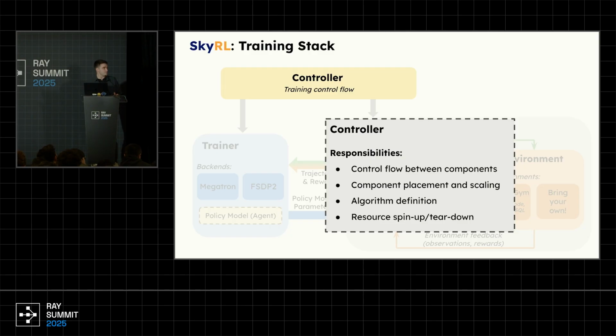So starting with the controller, as I mentioned, its responsibilities are largely managing the control flow between components and giving users a higher level abstraction with which to express the kind of training control flow they want to use. This is also where you can make decisions about where various components in this loop are actually placed and scaled. This is where you can tweak the algorithm without actually caring about the details of the systems infrastructure of the training and inference workers themselves, and necessary things like spinning up and tearing down resources.